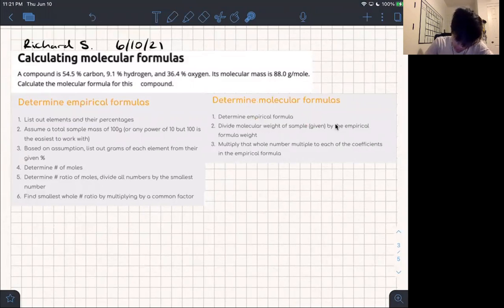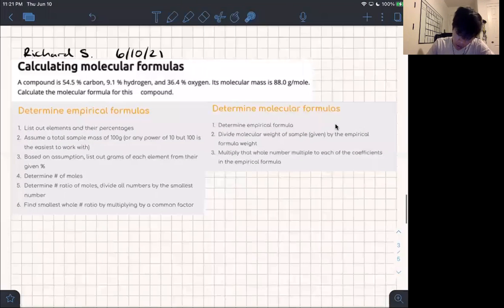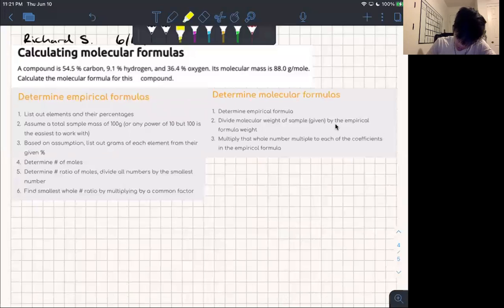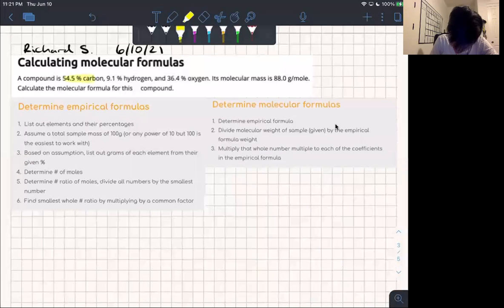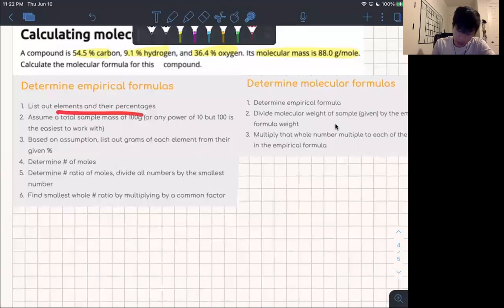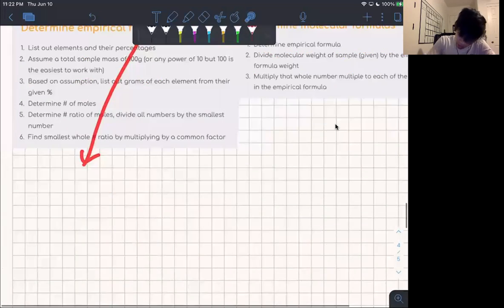So this is a step-by-step introduction on how to do it. First we want to pay attention to the relevant information. We're going to highlight the percentages and the identities of which elements, and its molecular mass, which will be used later, and then we want to calculate the molecular formula for this compound. First, we want to list out all the elements and their percentages. So let's rewrite all of these down here.